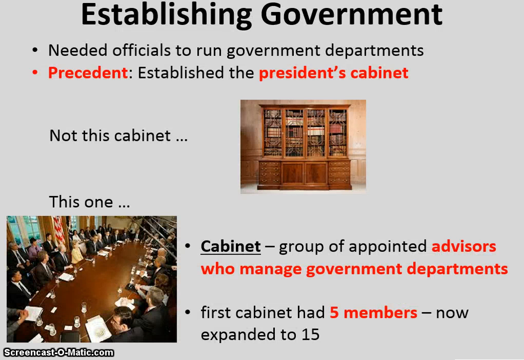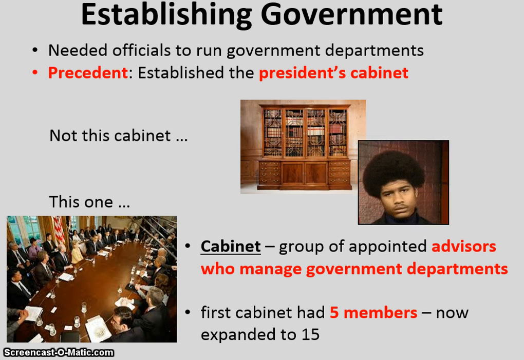So the first challenge, establishing a government. They needed officials to run government departments. So the precedent was the creation of the president's cabinet. And no, not this kind of cabinet. Nope, not at all. Not that one. But this one. In this case, the cabinet means a group of appointed advisors who manage the government departments.